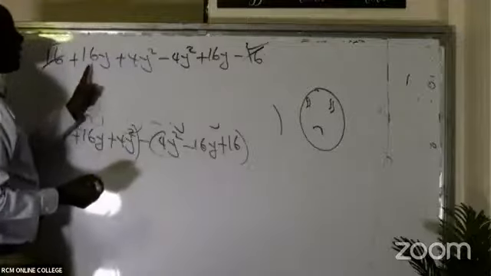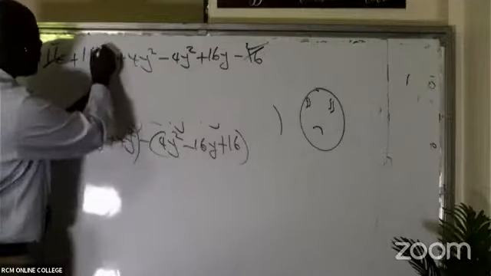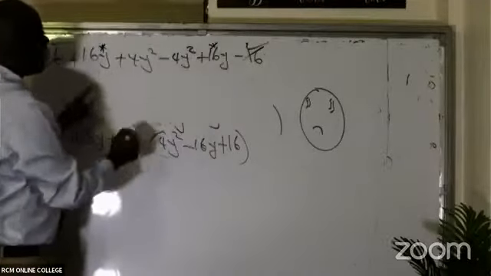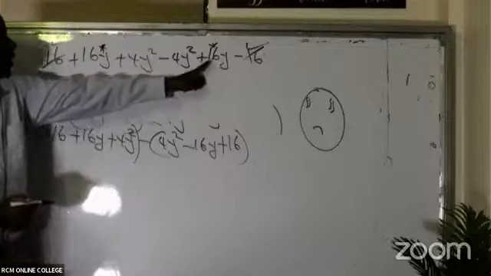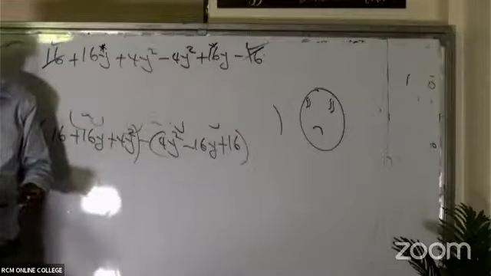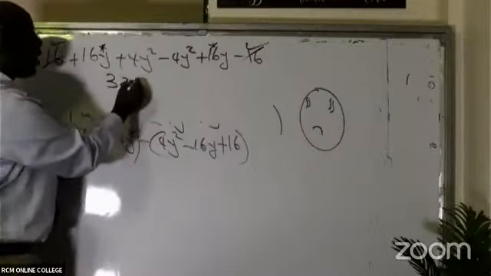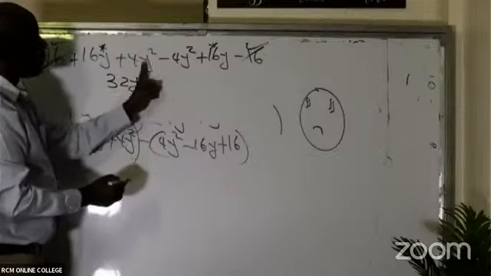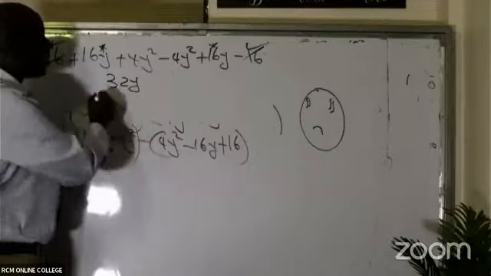And then we have here 16y plus 16y. So these two, I mark them up. 16y plus this 16y gives me what here? Gives me 32y. What happens to this and this? Because they are like terms. So this is the final answer.